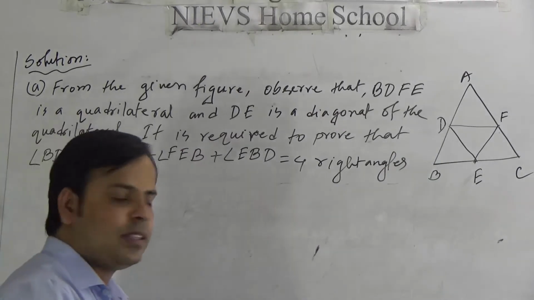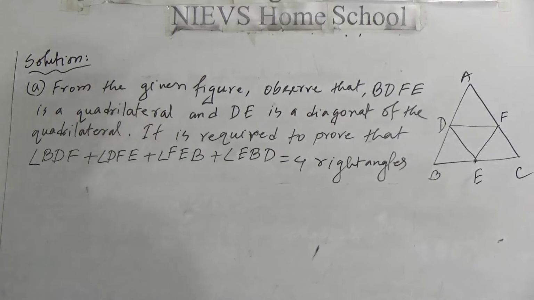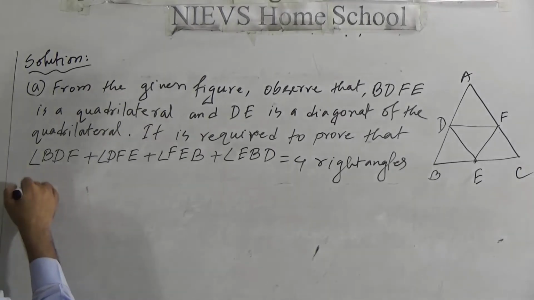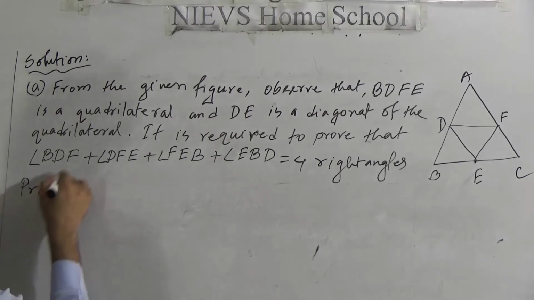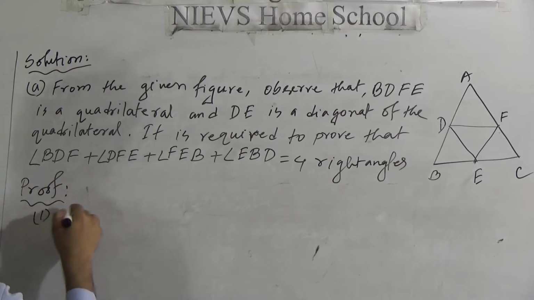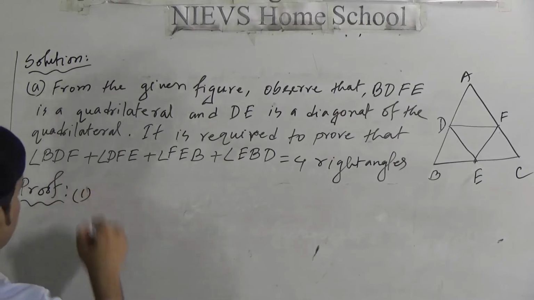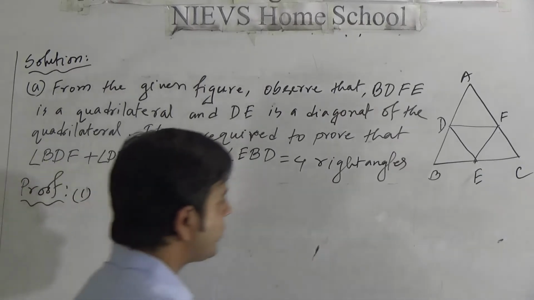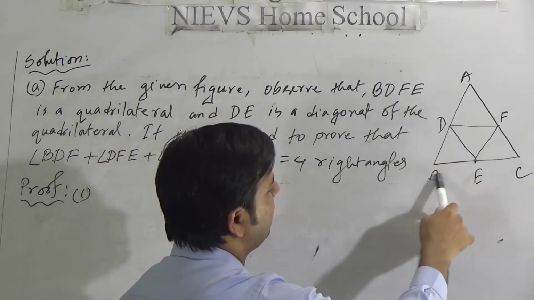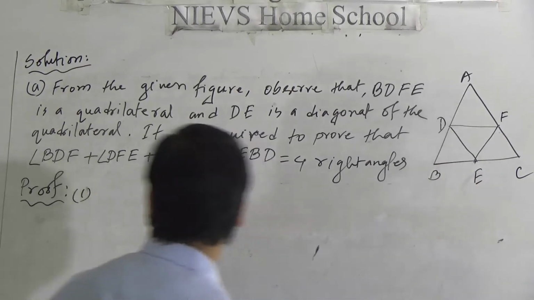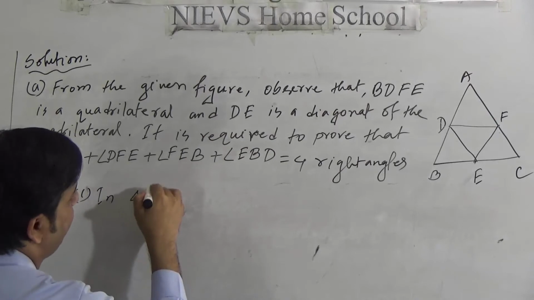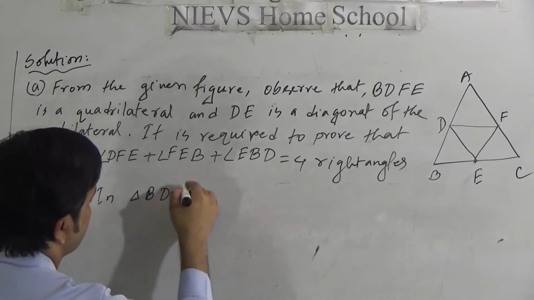Dear students, this proof is very easy. No need to draw anything here, so construction is not needed. Directly we can prove it. In step 1, we can consider the triangle BDE. So we can write here, in triangle BDE.